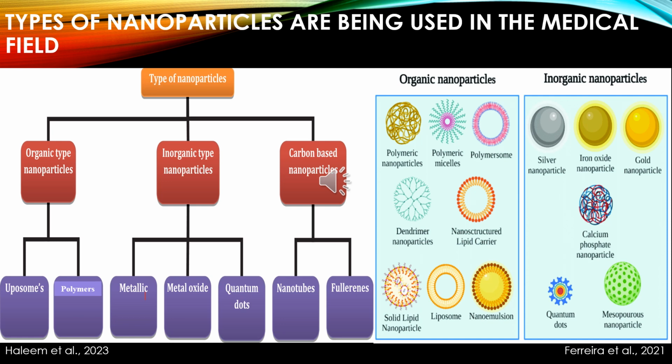The third classification is carbon-based nanoparticles, which comprise nanotubes and fullerenes. So they are based on carbon materials.